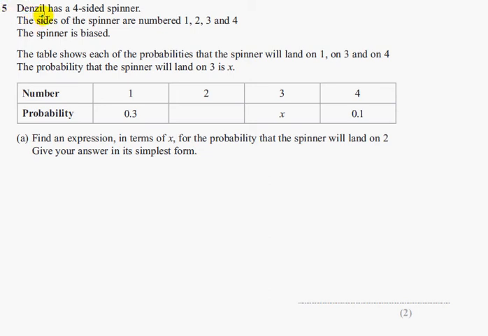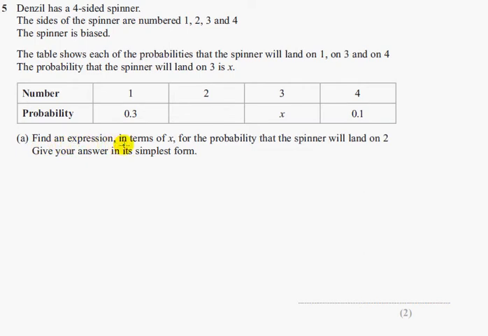Question 5. Denzel has a four-sided spinner. The sides of the spinner are numbered 1, 2, 3 and 4. The spinner is biased. The table shows each of the probabilities that the spinner will land on 1, on 3 and on 4. The probability that the spinner will land on 3 is x.